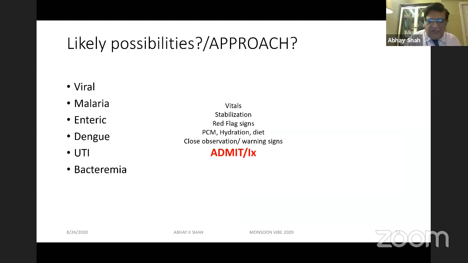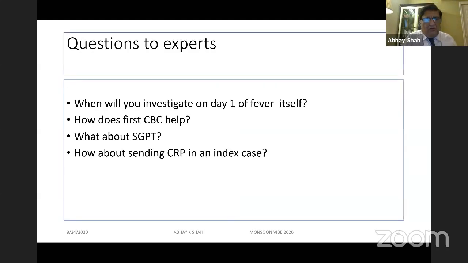Yeah. So this child was admitted, rightly so. And so, Dr. Daruru, how will you initiate this child on day 1 of the fever? Both day 1 of the fever as well as on the 5th day when the child comes to your OPD. How will you manage this case?